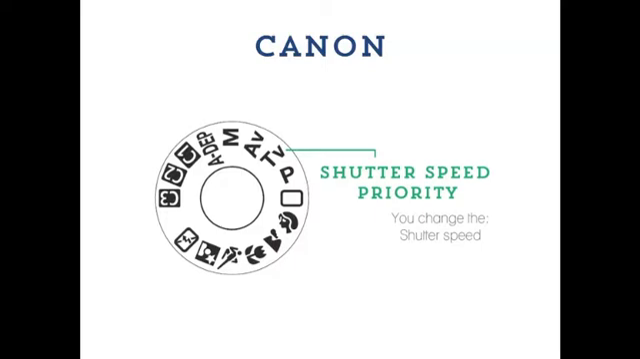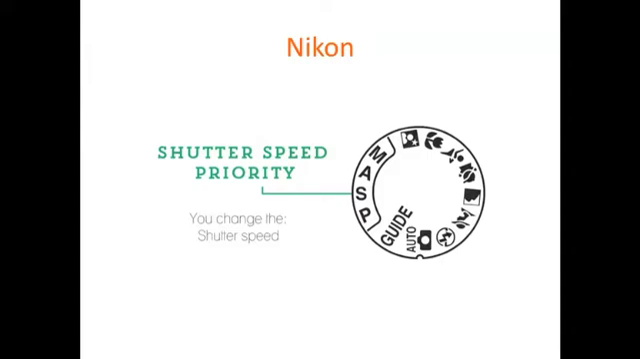The next thing we're going to move to on Canon is TV, which stands for time value, but what it really is is shutter speed priority, and that means you get to pick the shutter speed and the camera picks the other setting, your aperture, to give you an exposure. So you have control over the shutter speed on shutter speed priority. On a Nikon, that's just represented by an S, so it's a little bit simpler.